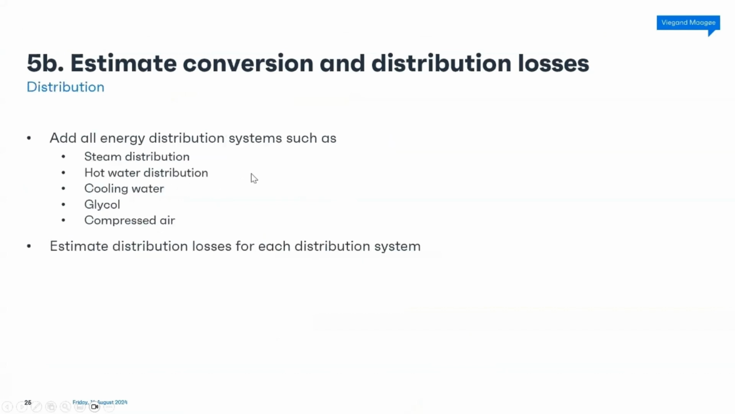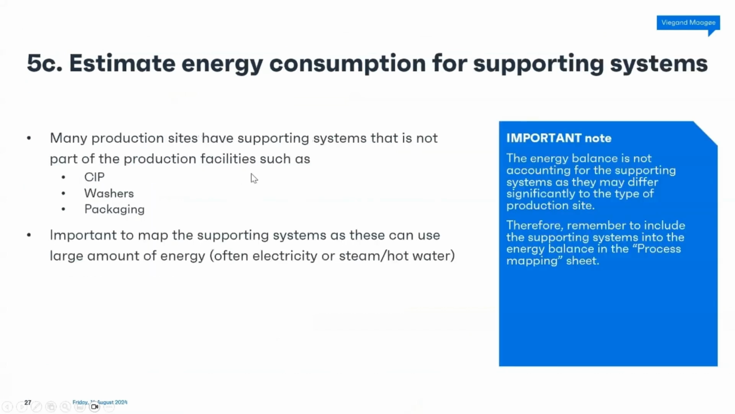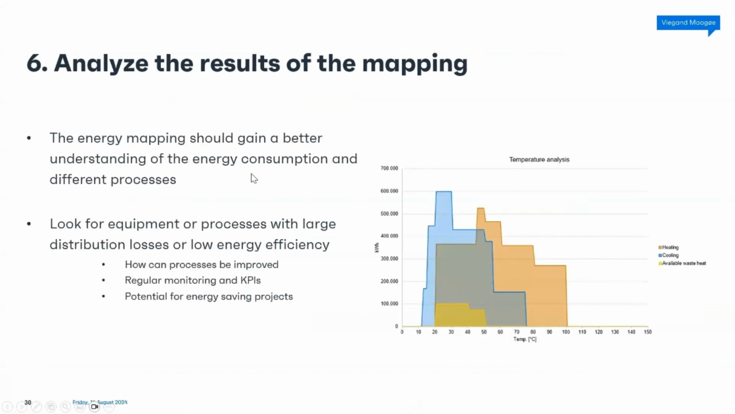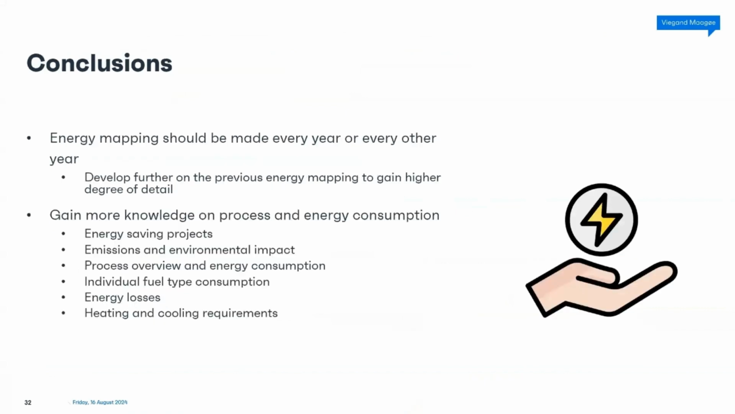These are just slides representing all the sheets that we have been through. So the results section and the energy heat recovery. In order to conclude on the energy mapping, we gain a further detail each year based on the previous mapping that we did. So that is the overall goal of the energy mapping, in order to increase detail and the knowledge that we gain from this.